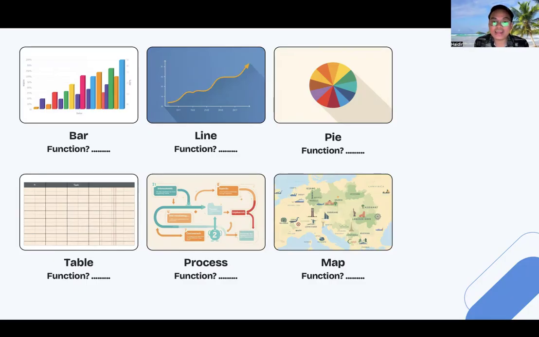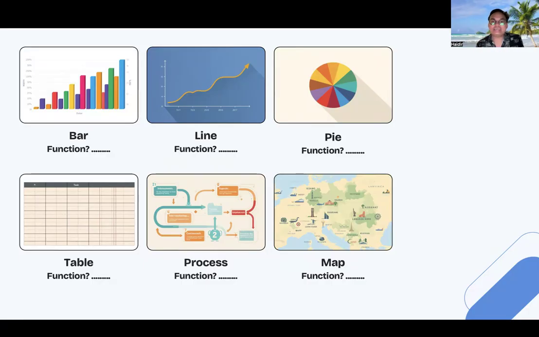For now, I want you to find out and guess and think hard about their function, because these 6 diagrams have different purposes, right? They have their own functions, they have their own objectives. So you have to think and find out why you want to use a bar chart today and why you want to create a line graph tomorrow, right?